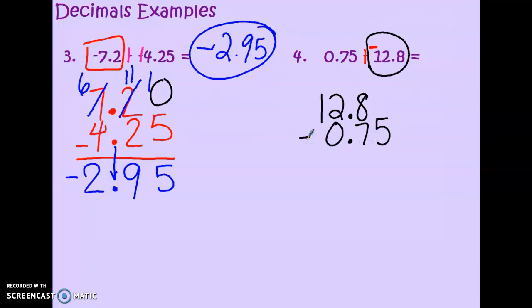Again, I'm still subtracting because I do have two different signs. Okay, I'm going to go ahead and put in a 0 for my placeholder. Have to borrow. This becomes a 7. This becomes 10. 10 minus 5 is 5. 7 minus 7 is 0. Break my decimal down. 12 minus 0 is 12. Okay, again, the 12.8 is bigger. It is negative. So my answer is negative.